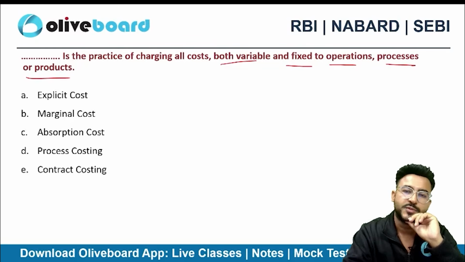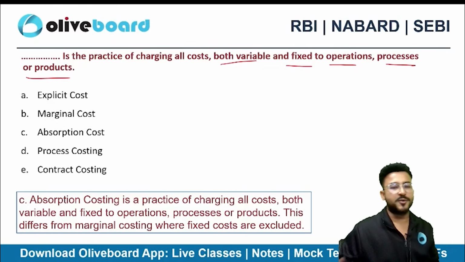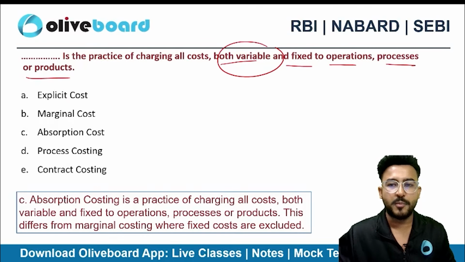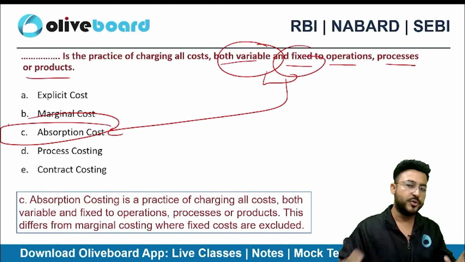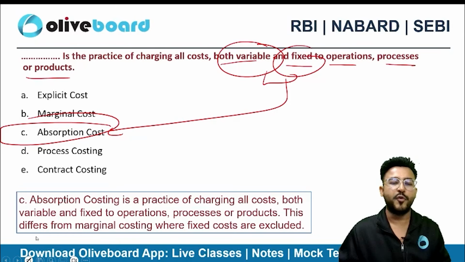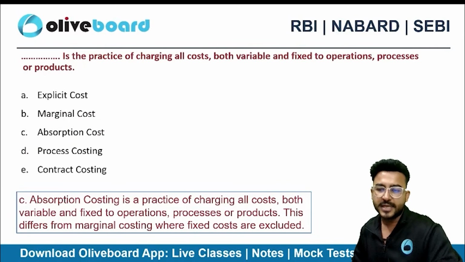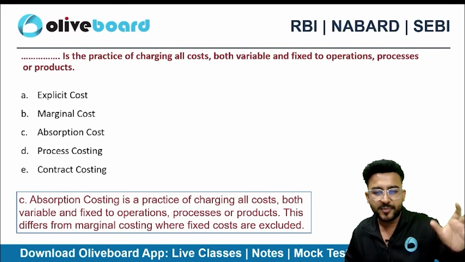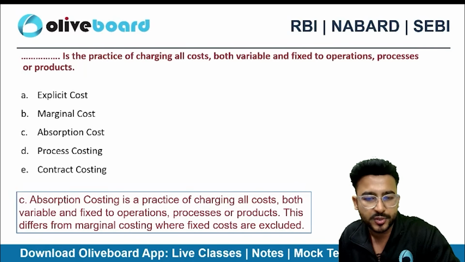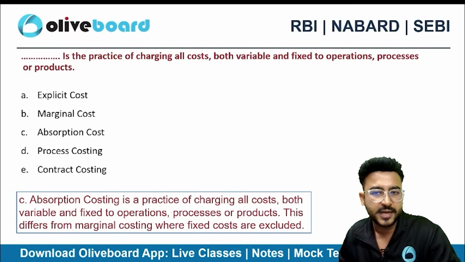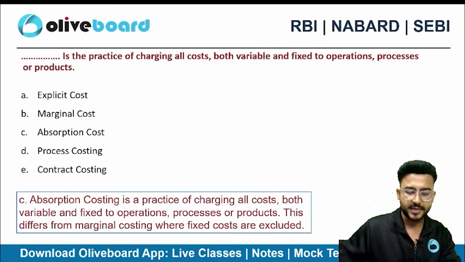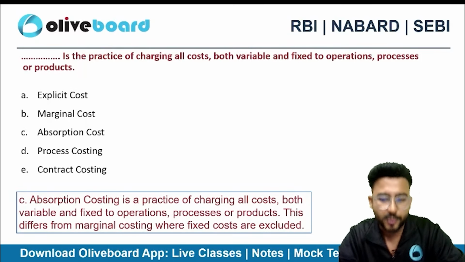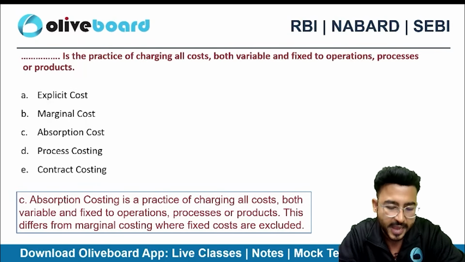Perfect. So there you go. Absorption costing is the correct choice. Here we absorb both variable as well as fixed. In absorption costing we absorb both the costs, whereas in marginal costing we only consider the variable cost. Acha, in marginal costing, what about the fixed element? We consider it as what?